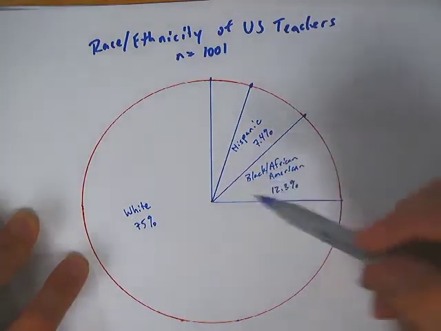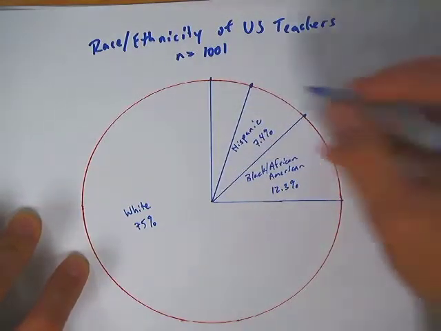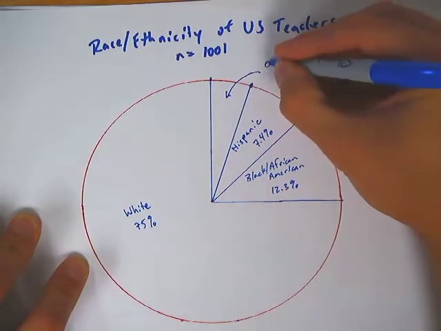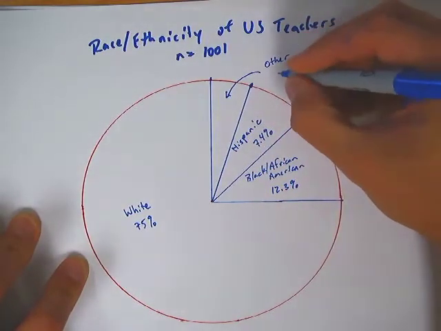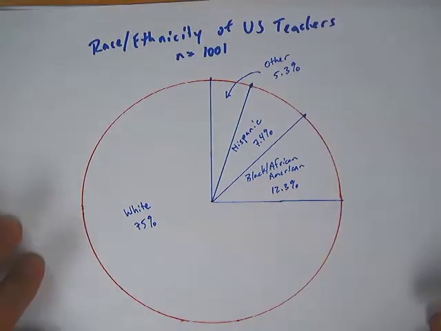Now, if I can't quite fit the name in here, since this is a smaller sector, I can always draw an arrow. I can put this as other, and other represented 5.3%. All right, so that represents the pie chart for the ethnicity data.